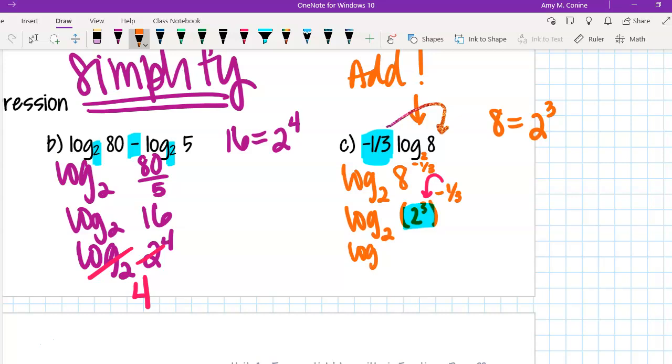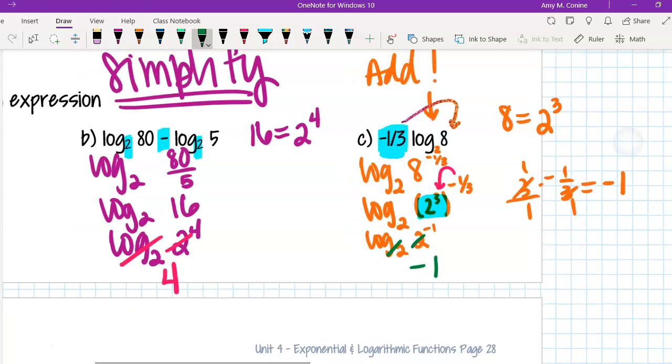So now we have log base 2 of 2, and now we need to decide what our exponent is. 3 times negative 1/3, you know this cancels to negative 1. 3 cancels with 3, so 1 times negative 1. This new exponent is negative 1. And just like the previous problems, my exponential base and my log base are the same, so those can cancel. So my answer here is actually negative 1.